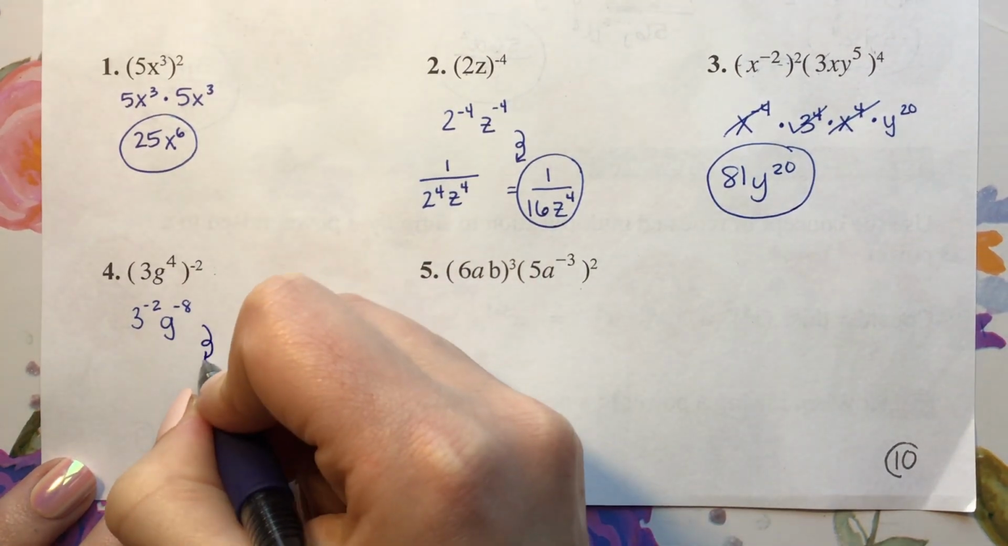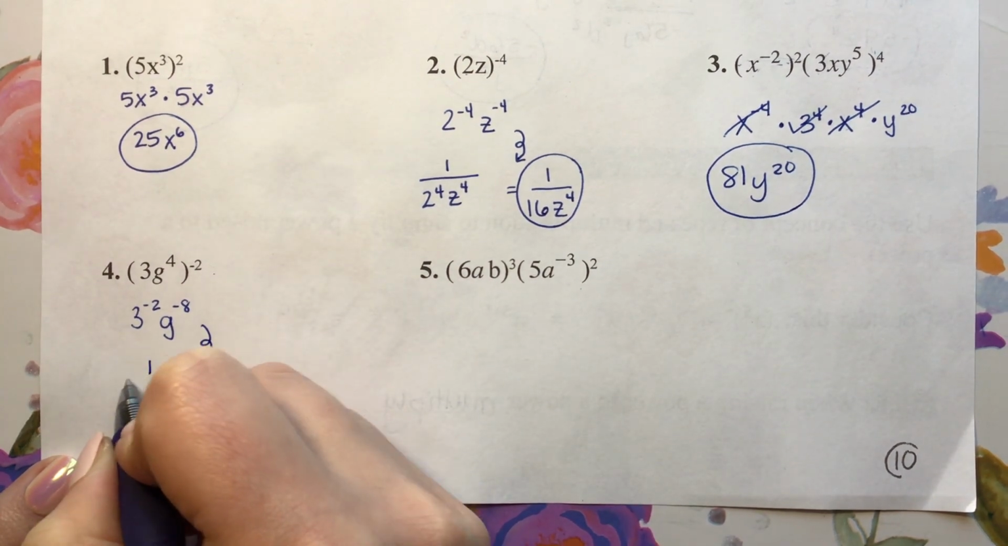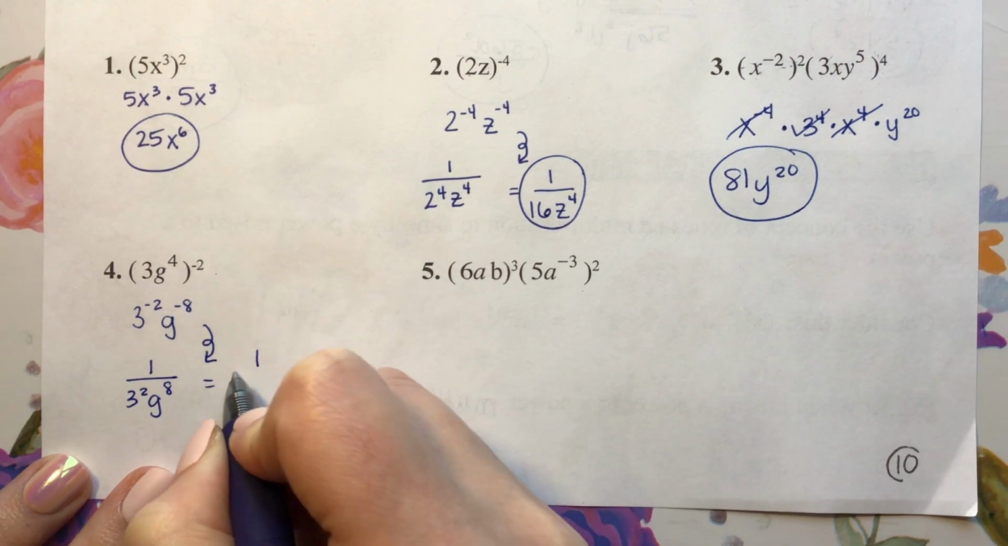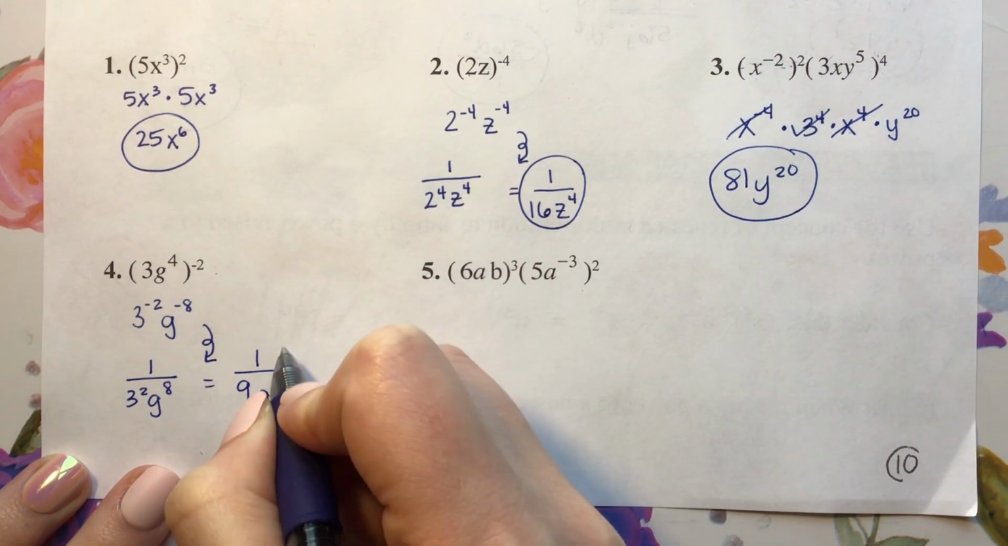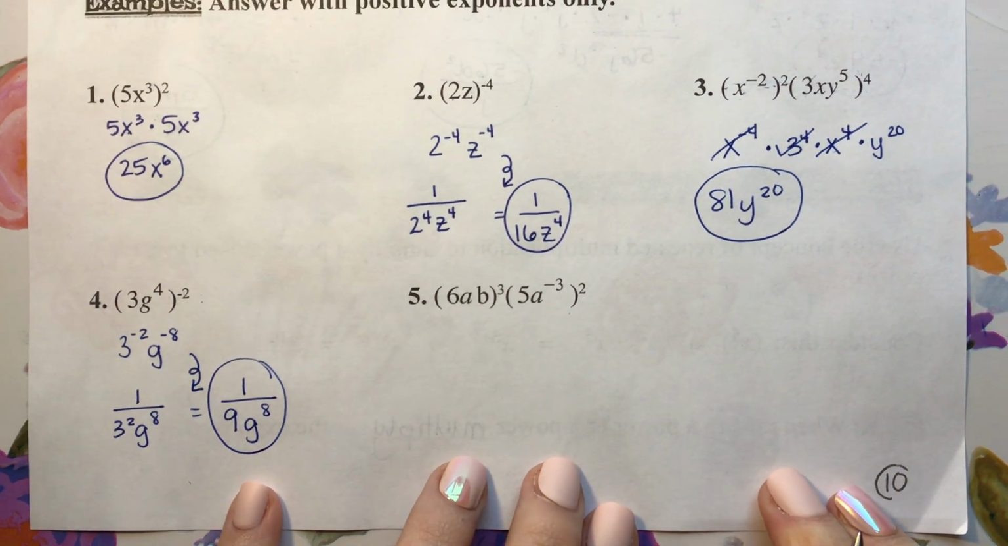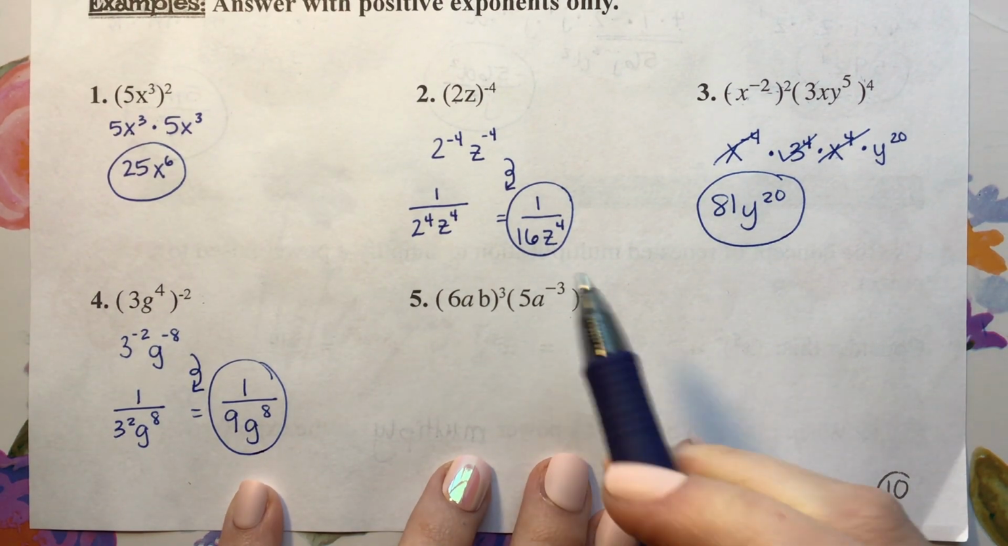Let's make that so I do not have negative exponents. So this becomes 1 over 3 squared g to the 8th, which is equal to 1 over 9 g to the 8th. I have one more example on this page.